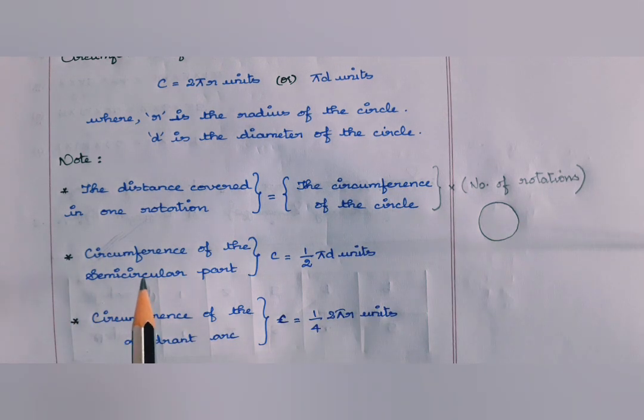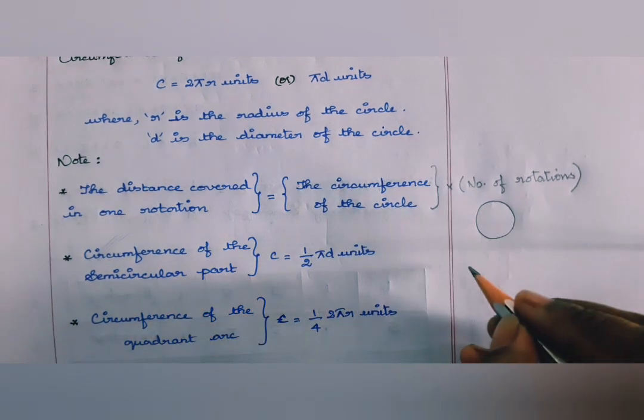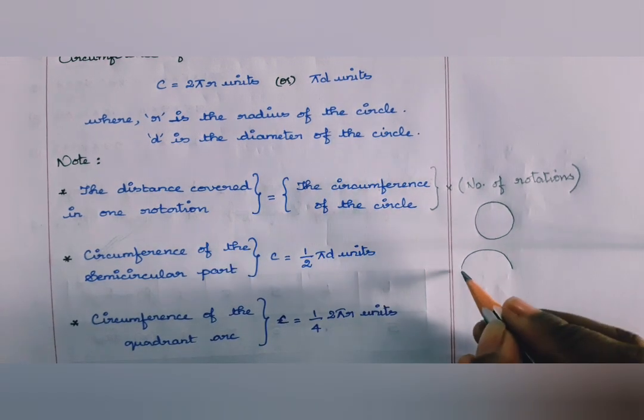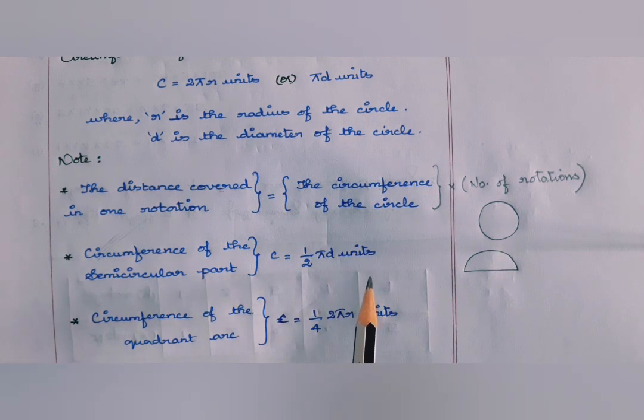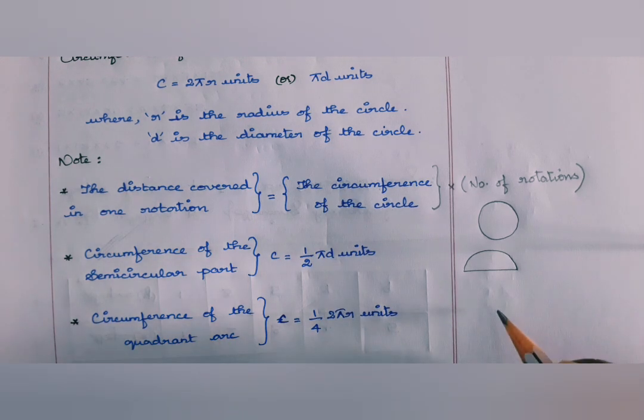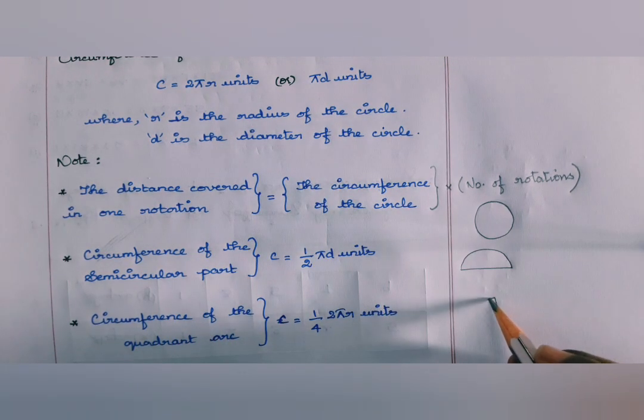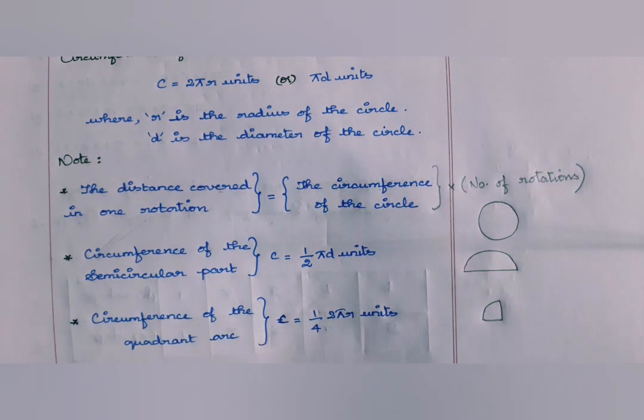The next note is the circumference of the semicircle. If they ask for the circumference of half of the circle, which is a semicircle, it is equal to half into pi d units. If they ask for the circumference of a quadrant arc, it is again half of the semicircle, so the circumference is equal to 1/4 into 2 pi r units. This is an important note for competitive exams or your higher studies.